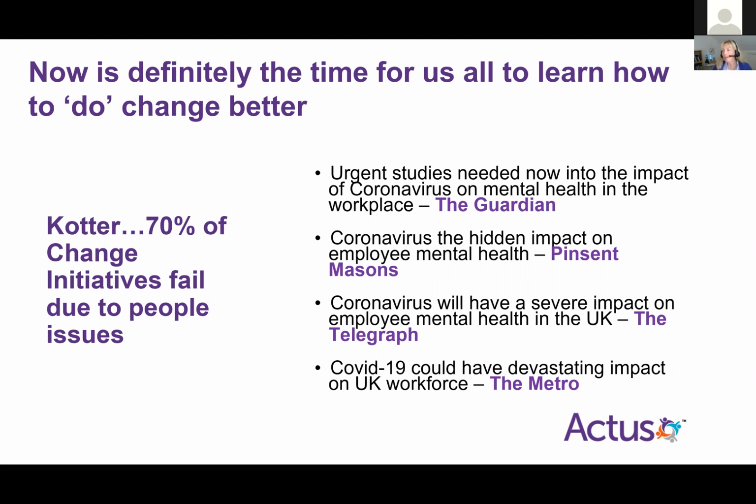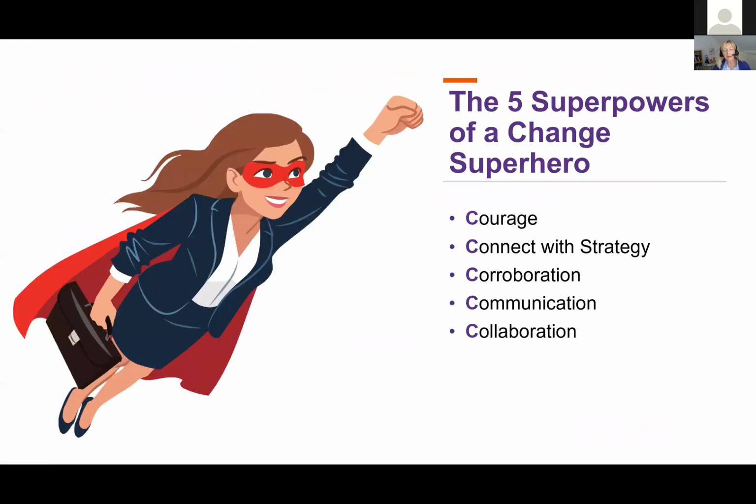So what are the 5 superpowers of a change superhero? If any of you have heard me talk about this before, or have read the book, I'm interested if this is brand new to you or if you've seen them before. These are the 5 superpowers that I've identified if you want to be a change superhero, and these are skills that you can work on and develop. Once we're aware of them, all of us will have natural strengths. At the end of this bit, I'll ask you which one you think is your natural strength, and which one you'd like to develop more to be a really well-balanced change superhero. So we've got courage, connect with strategy, corroboration, communication, and collaboration.